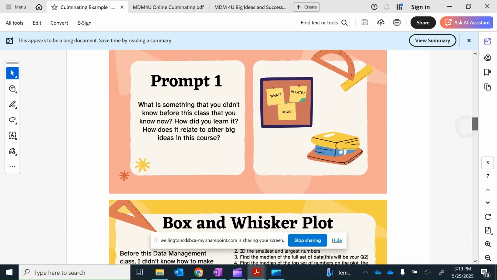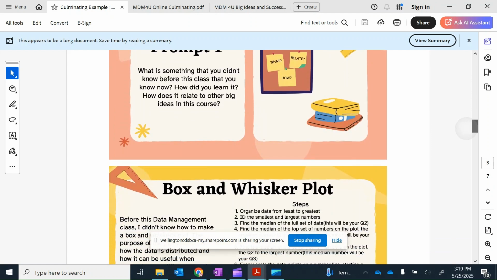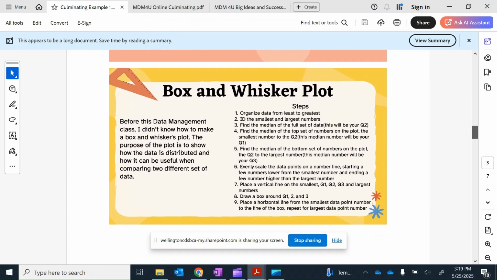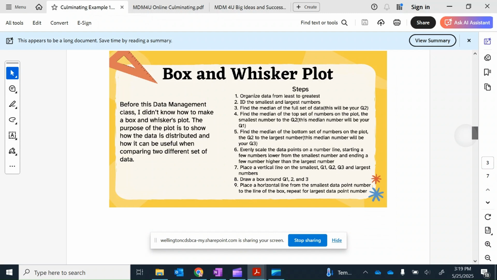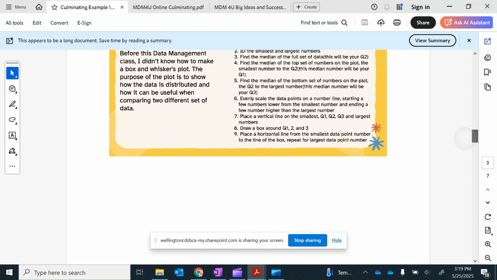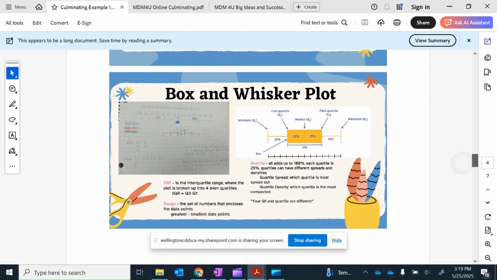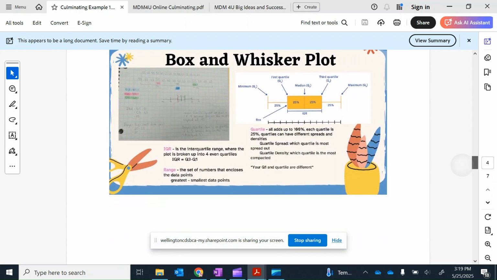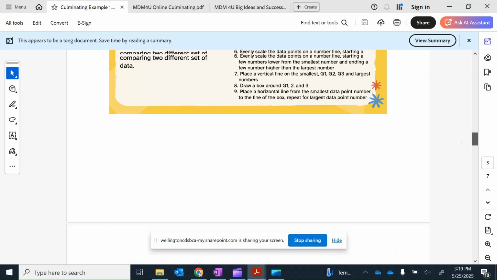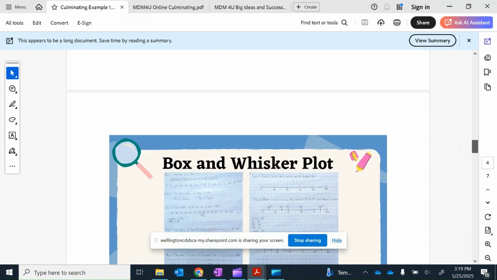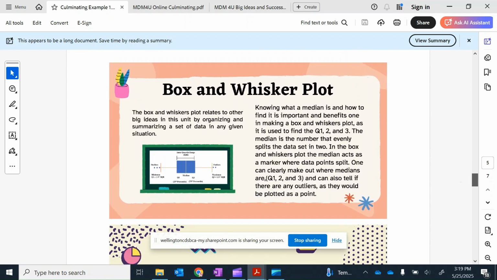These are 3 different people. Here's a box and whisker plot. What's something we didn't know before class? They made a note of how to do a box and whisker plot. They showed it, but then they also went into depth about what it means and explained everything through. It's not just 1 or 2 slides. It's 3, 4, 5, 6 slides.